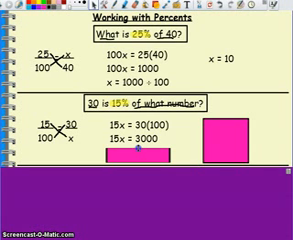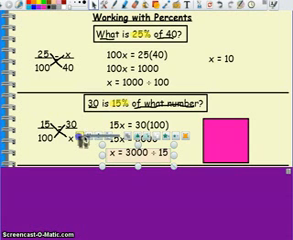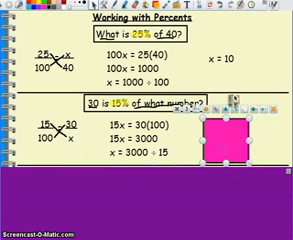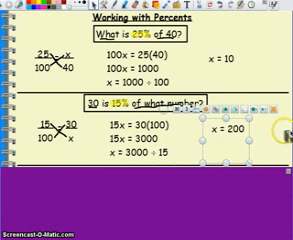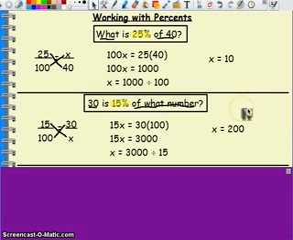In order to figure out what x is equal to, I would divide both sides by 15 so that I can isolate the variable. So now I would have x is equal to 3,000 divided by 15. So in this case, x is equal to 200. That means that 30 is 15% of 200. Let's look at the last example.